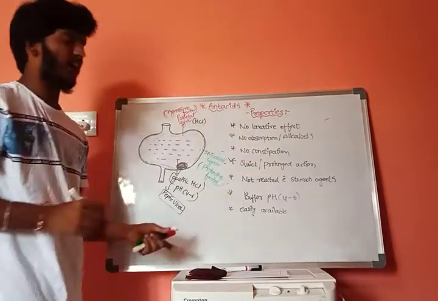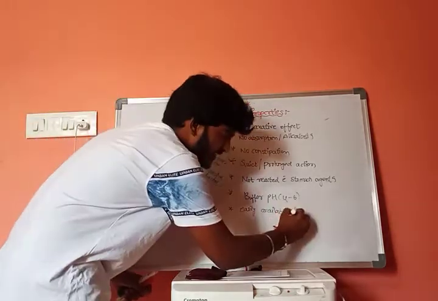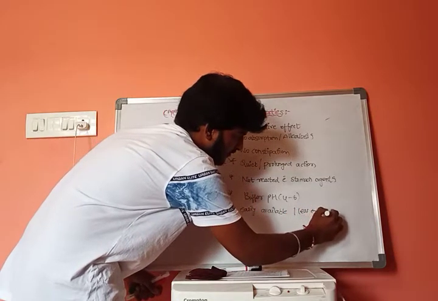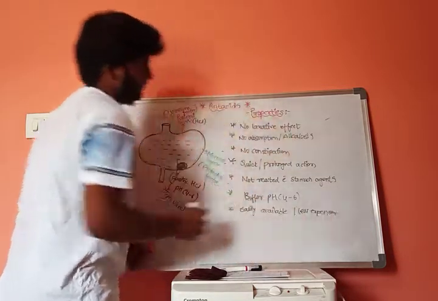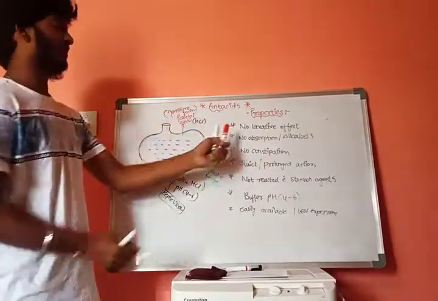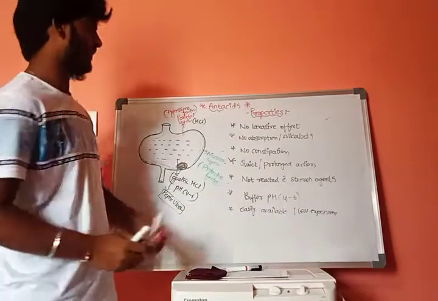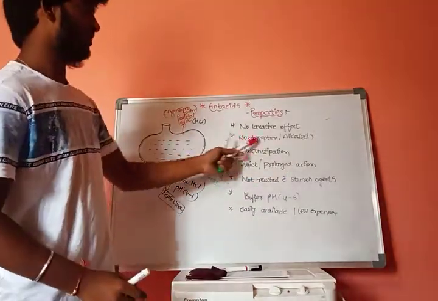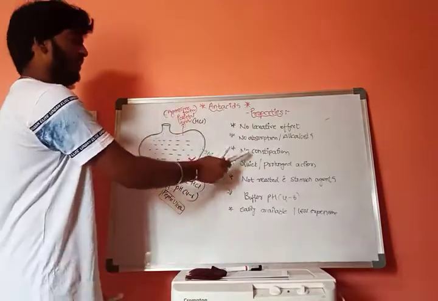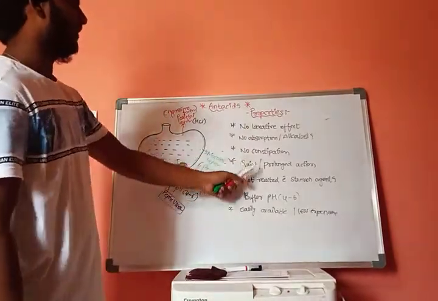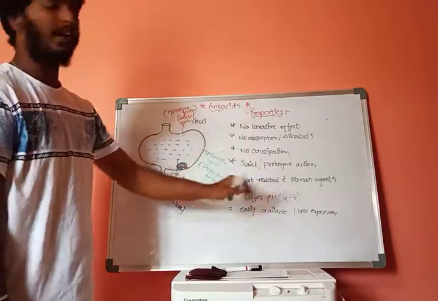It should be easily available and should be less expensive. These are some important properties of these antacids. First one is it should not produce laxative effect, and it should not produce alkalosis or it should not get absorbed. And third one is it should not produce constipation. And fourth one is the action should be quick and prolonged action.